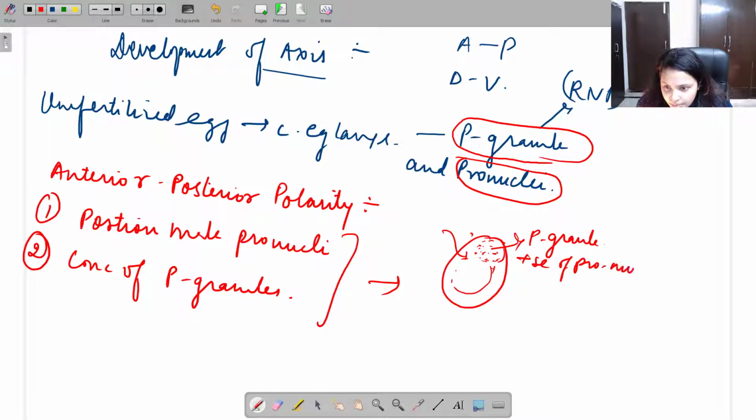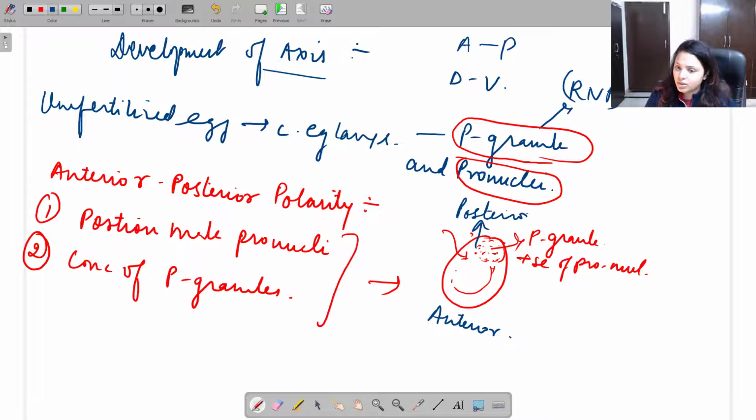So the presence of pronuclei and P granules at one side will define the posterior or anterior. So when both are present at one side, this side is known as posterior, and the other is known as anterior. So you can see after fertilization, the movement of P granules and the presence of pronuclei at one side will define it as posterior, and the other as anterior. So what happened after that?